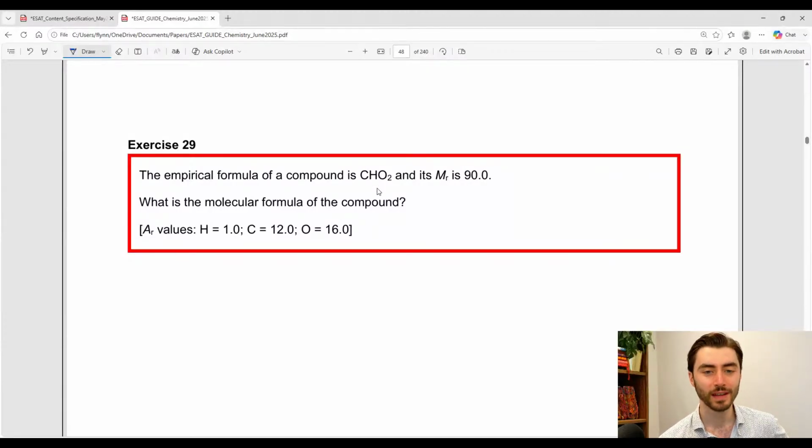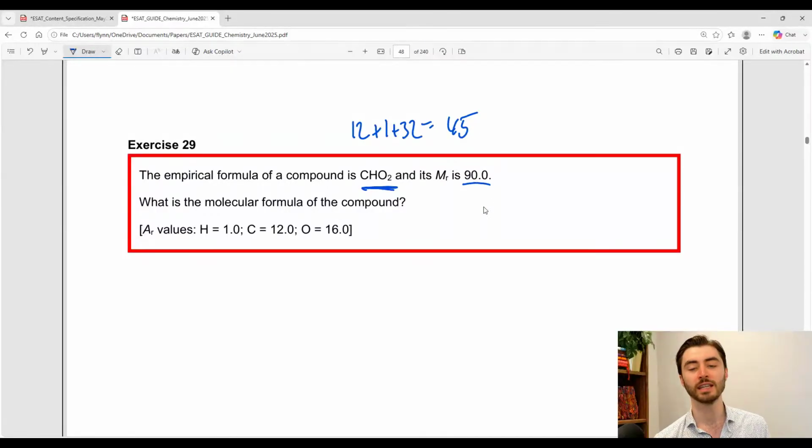So we have now. Okay, so here's how to do one of these. If you have an empirical formula, you know what an empirical formula is. We can work out what the mass of that thing by itself would be. It would be 12 plus 1 plus 32, which would be 44, 45. Now, in practice, the MR is actually 90, so no surprises. We're going to multiply this thing by 2. And this is the molecular formula.